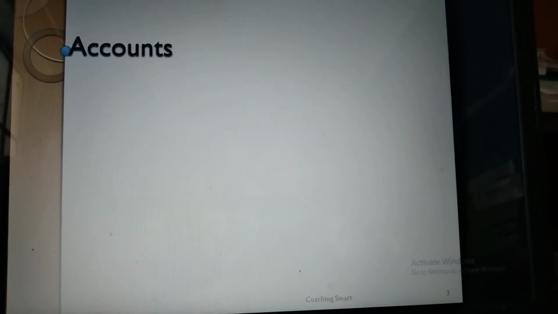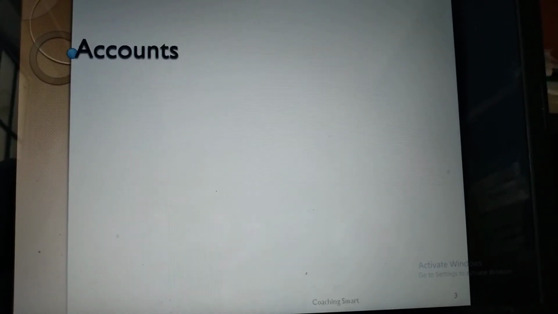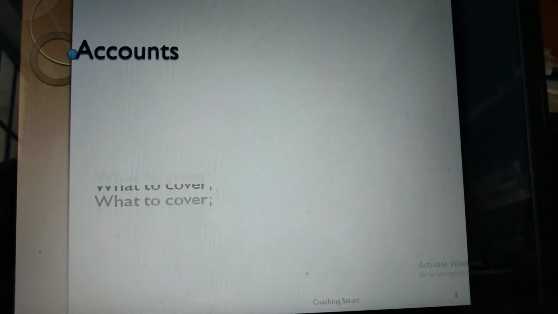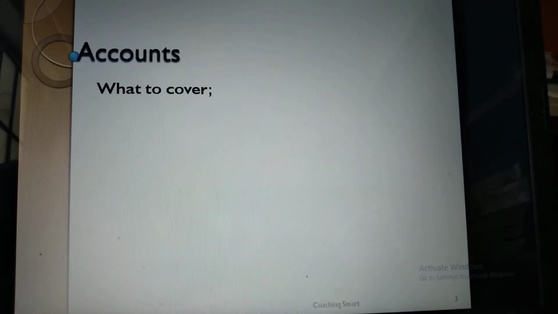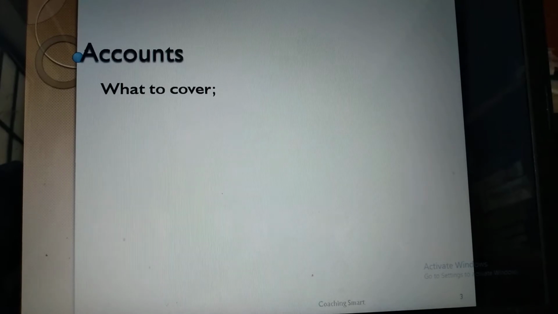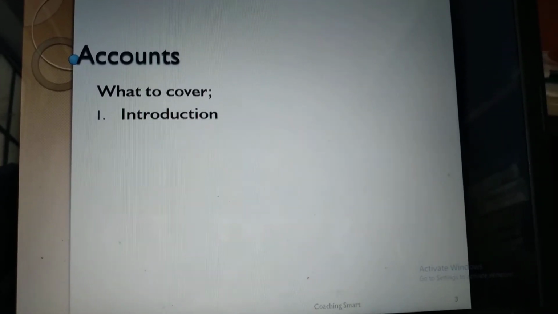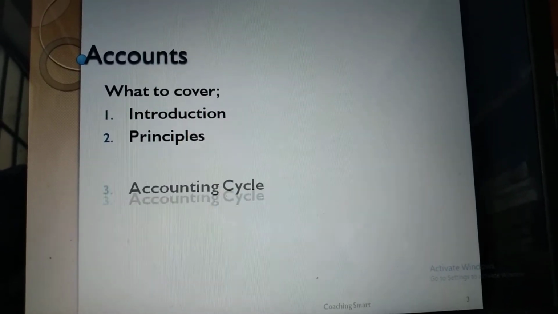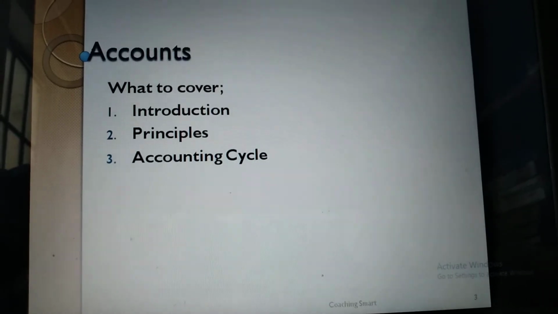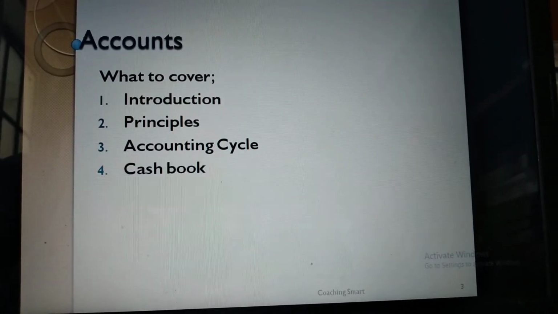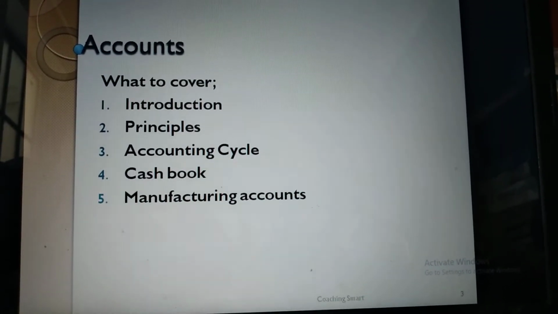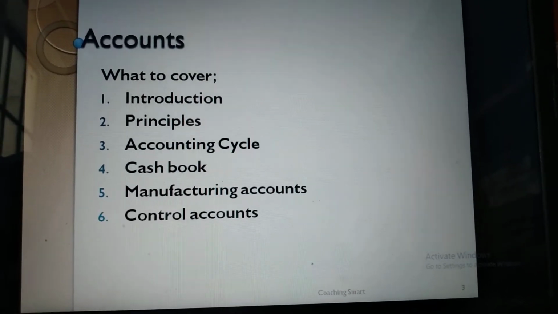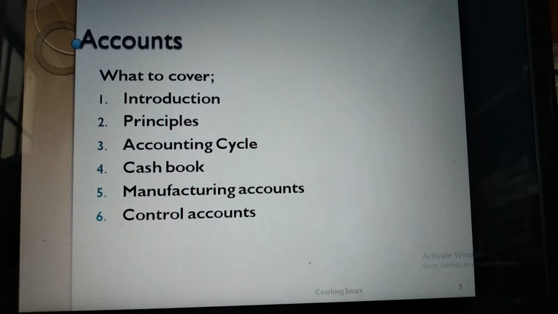Our area of first coverage will be accounts. In accounts, we'll be handling the following sub-areas. 1. Introduction to accounts. 2. Principles of accounts, which builds the foundation. 3. Accounting cycle. 4. Cash book. And then finally, the manufacturing account and control account.